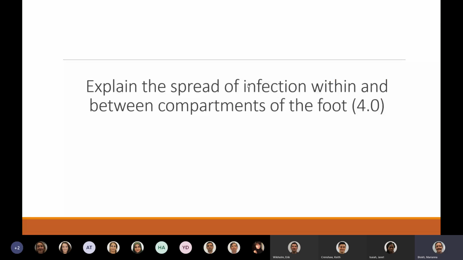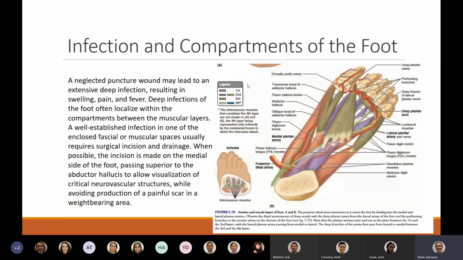Another thing they asked about is the spread of infection between the compartments. Compartments are soft tissue, so look in your notes from whoever covered the compartments of the foot. What's important is understanding them. They will ask about the compartments of the foot. I just wanted to point it out to you so you know. They'll ask about the major compartments of the foot.